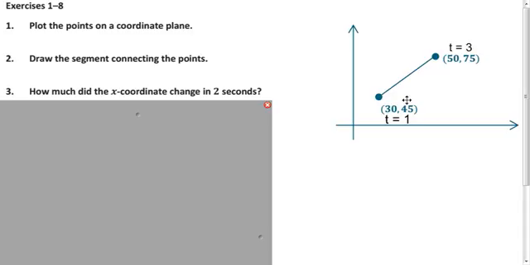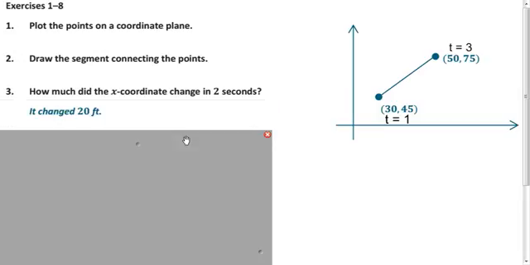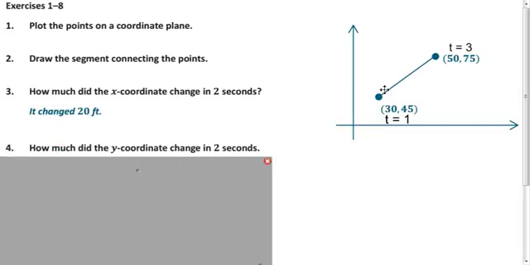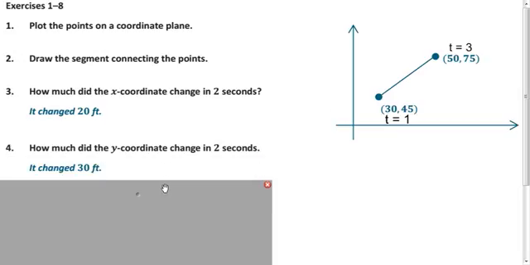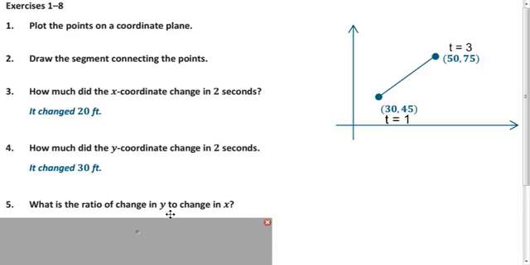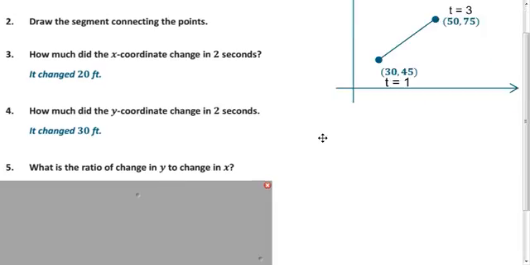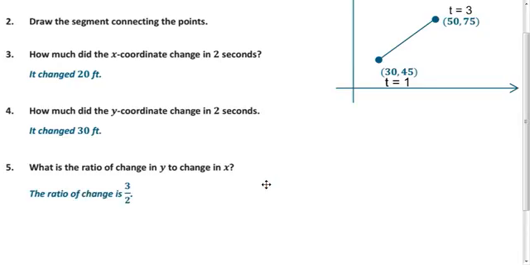What is the change in the x-coordinates here? How much did the x-coordinate change? Well, we just subtract 50 minus 30, and we get 20 feet. What about the y-coordinate? It's that vertical change. That'd be 75 minus 45, which is 30. And finally, what's the ratio of the change in y to the change in x? Well, that's the same as slope, right? So we divide 30 by 20, and we get 3/2, or 1.5.